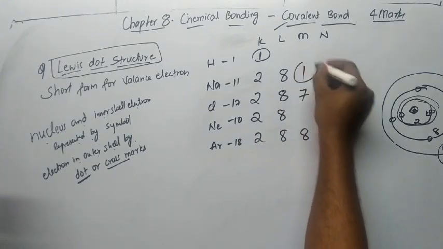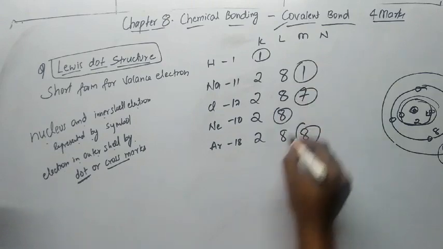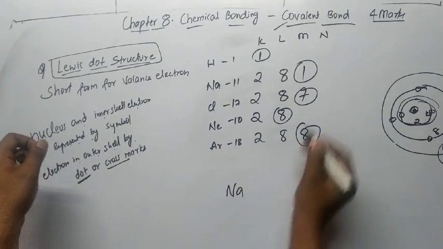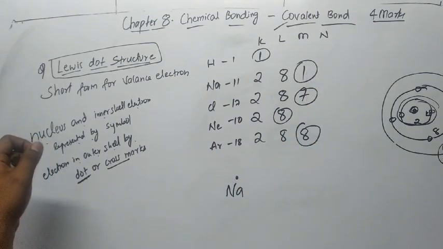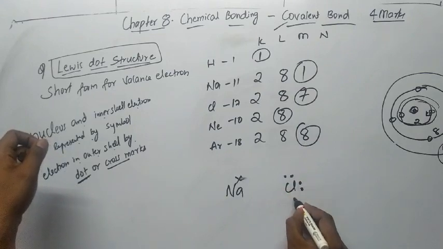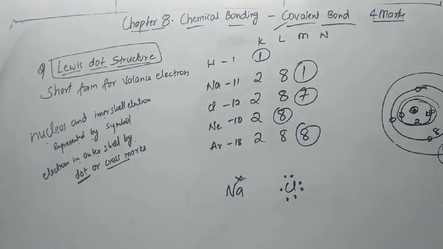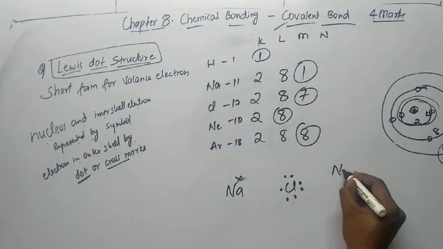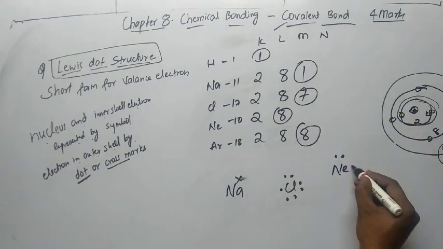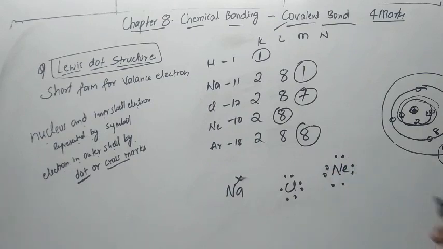So now I am just rounding up the valence shell electrons. So if you want to write the Lewis structure for the sodium, you have to write the symbol Na. In the last shell we have 1, so just put 1 dot, or you can put 1 cross mark. Chlorine, in the last shell we have 7 electrons, 1, 2, 3, 4, 5, 6, 7. This is the Lewis structure for chlorine. Next, neon. See, neon and argon both are inert gas, noble gas elements or last shell complete elements. So it has 8 electrons in the last shell, so you have to put 8 dots for neon. For argon also you have to put 8 dots.